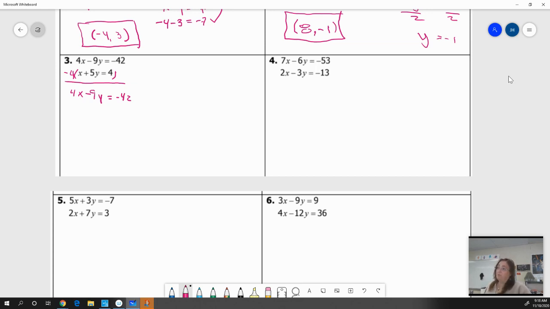Now remember, I can't just multiply it to the x here. I have to multiply it to each piece. So -4 times x is just -4x, which is what we were going for. -4 times 5y, well, that's -20y. And -4 times 4 is -16. And now I have the ability to add these equations together and have that x value drop.